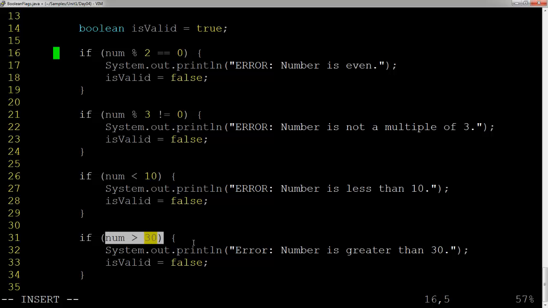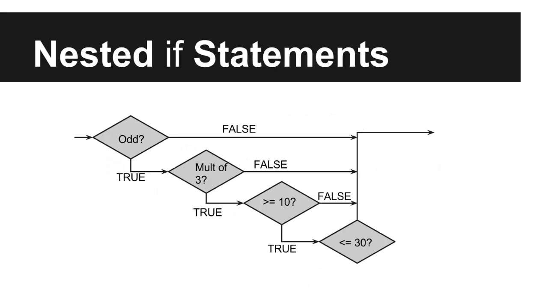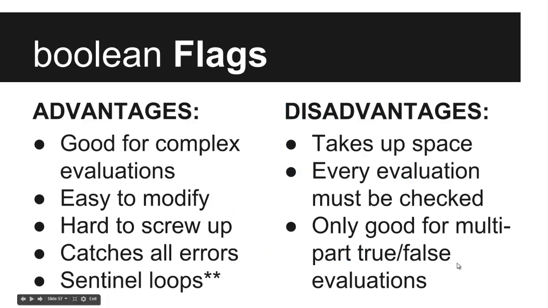And then if it is not less than 30. Okay, now this is very different from what we saw earlier with our nested if statements, where we check to see if it is odd, then we do the next check. If it is a multiple of 3, then we do the next check. If it is less than or equal to 10, then we do the next check, and so on. And so what that means is that we're testing different things.